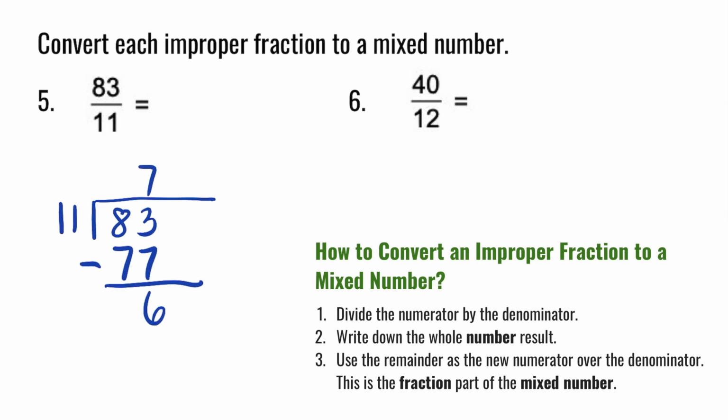So the whole number is 7. The remainder 6 is our numerator, and denominator is 11. So 83 over 11 is equivalent to 7 and 6/11 in mixed number.